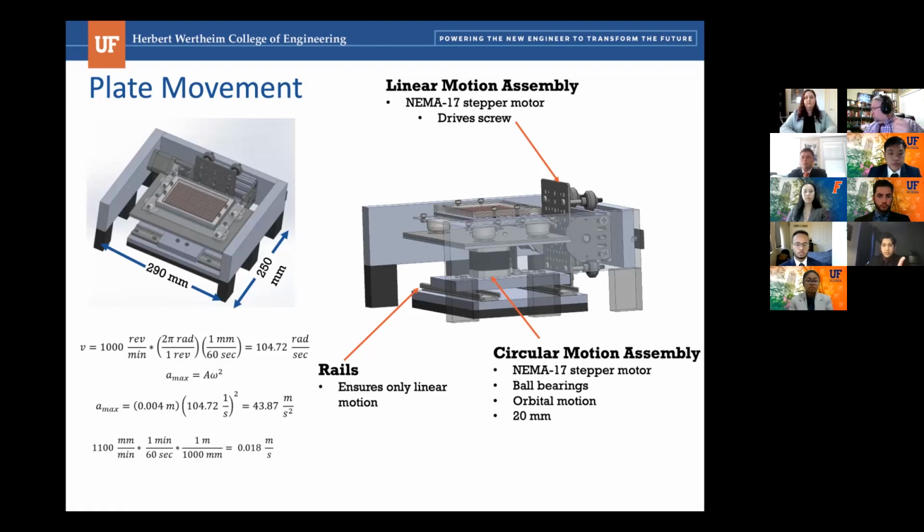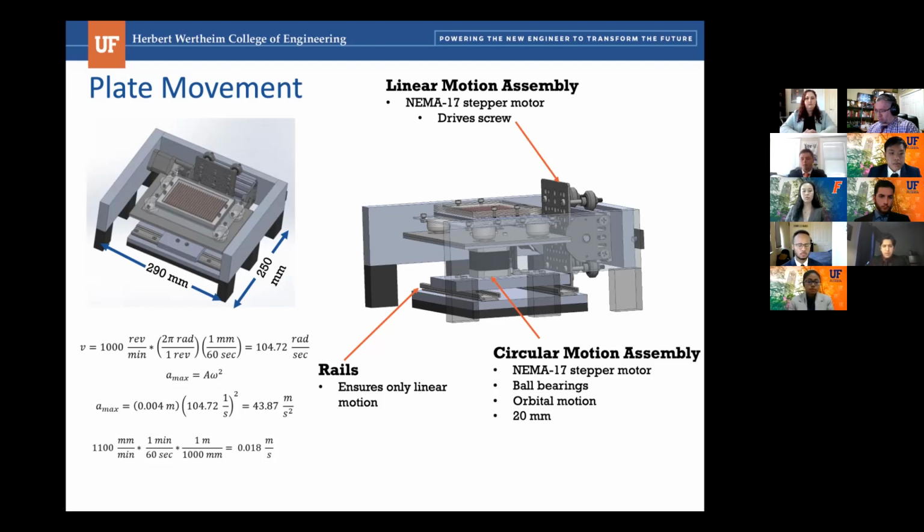And we did this by utilizing a stepper motor that had a screw that would drive it, and we had it set to a plate. The plate would be utilized with the rails to allow the system to move laterally and create the linear motion. In addition to this, in order to create circular motion, we utilized another NEMA 17 stepper motor. And this was also utilized at its max speed, which was 1,000 revolutions per minute.